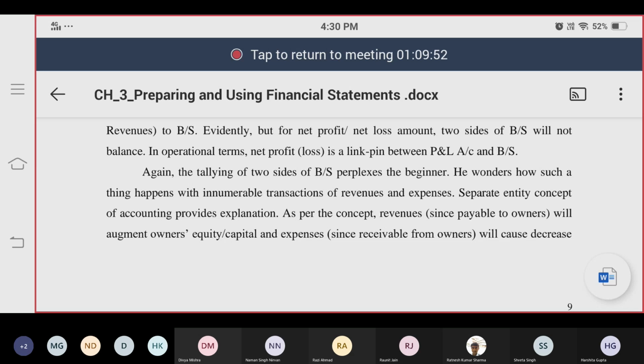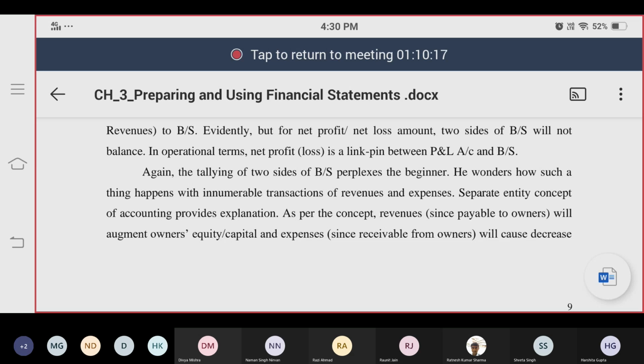Let me just maximize this for my own view. So again, the tallying of the two sides of the balance sheet perplexes the beginner. He wonders how such a thing happens with innumerable transactions of revenue and expenses. So naturally, when you're making it for the first time, you keep wondering how every time the balance sheet total keeps tallying. But this is how it happens.